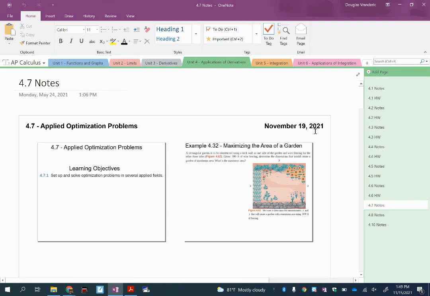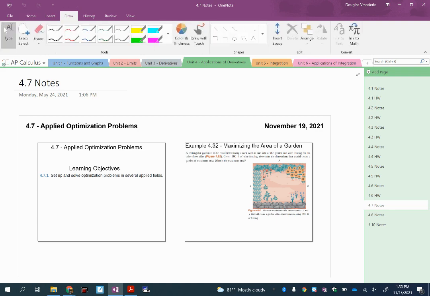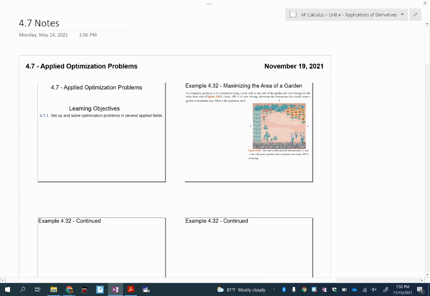Lesson on applied optimization problems. And we're going to do a lot of examples. It's going to take a while, but I think you're going to see some actual use to some of the techniques that we've been going over in this section on applications of differentiation, or derivatives. So I'm going to start off with this first one.